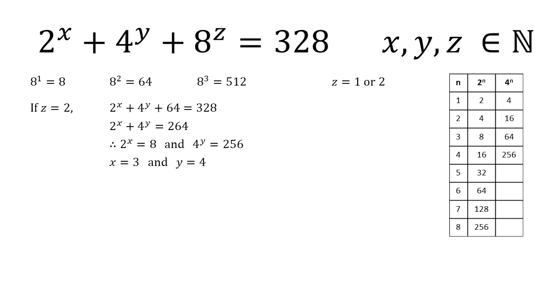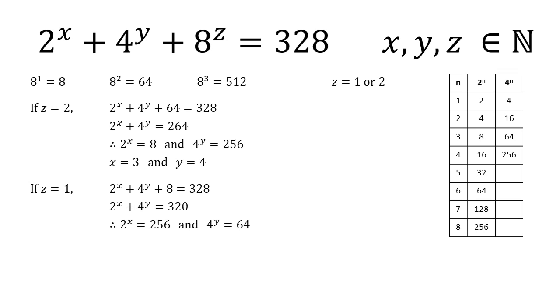Now we're going to see what happens when z is equal to 1. In this case, 2 to the x plus 4 to the y plus 8 is equal to 328. So 2 to the x plus 4 to the y is equal to 320. Looking back at our table, we can see that the only pairing that will make 320 is 256 add 64. Now these numbers appear in both columns, so we've got two possibilities. Either 2 to the x is 256 and 4 to the y equals 64, or the other way around: 2 to the x equals 64 and 4 to the y equals 256.